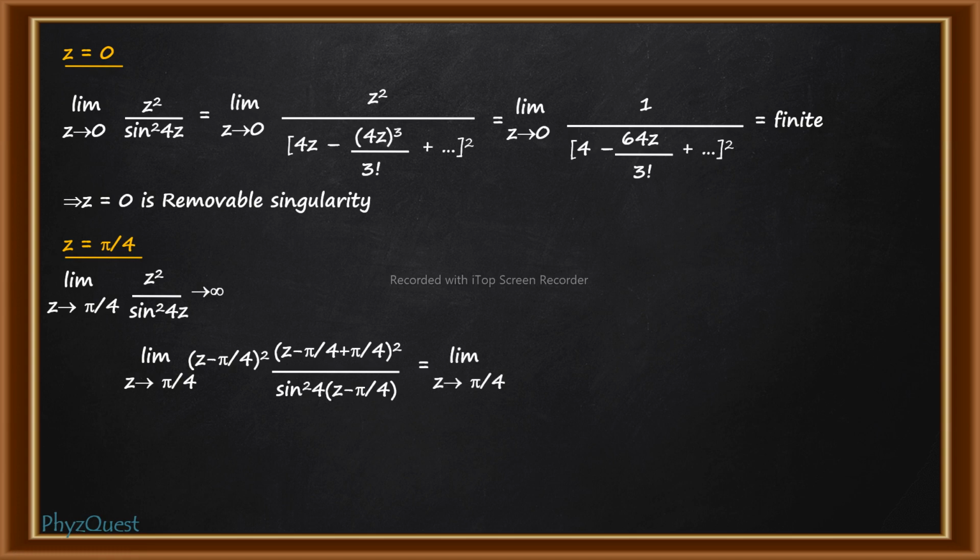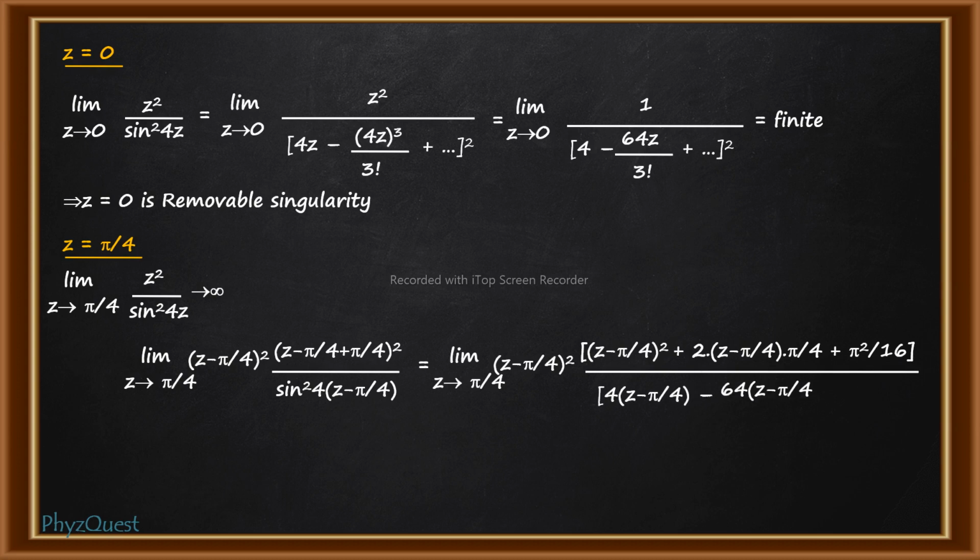So this is limit z tends to pi by 4, (z minus pi by 4) square, (z minus pi by 4) square to z minus 2 into (z minus pi by 4) into pi by 4 plus pi square by 16. So the a plus b whole square formula we have written here. Here a is z minus pi by 4 and b is pi by 4. And the denominator will be 4 (z minus pi by 4) minus 64 (z minus pi by 4) cube divided by 3 factorial, and so on. The term is taken square of.